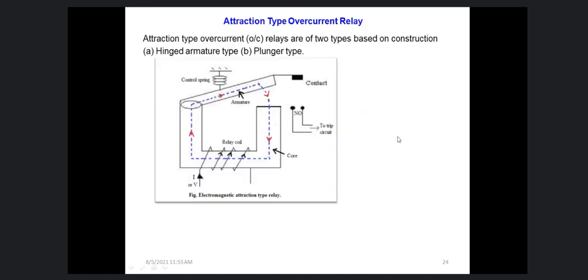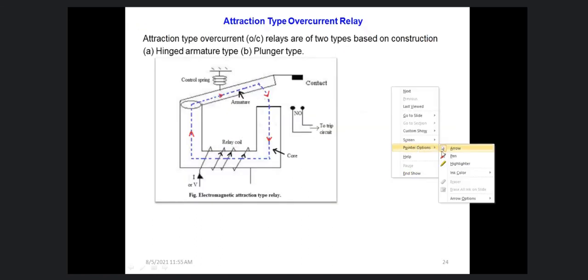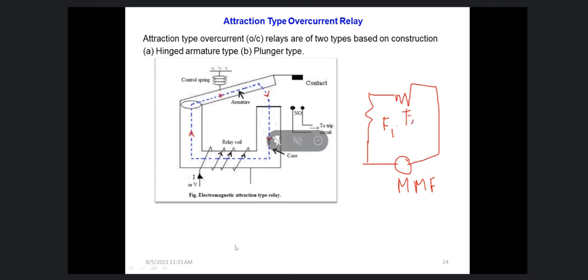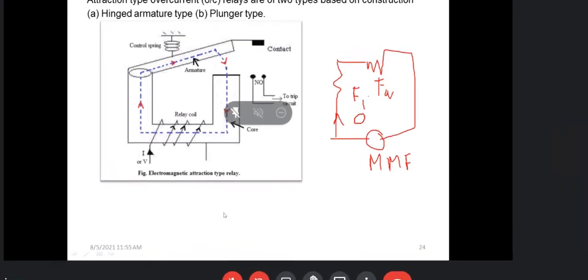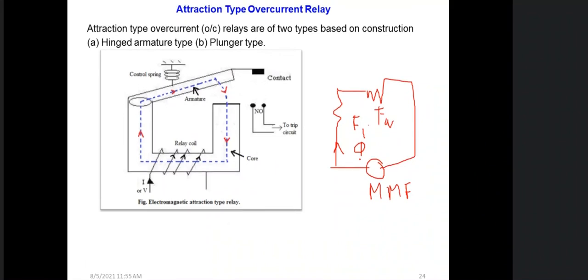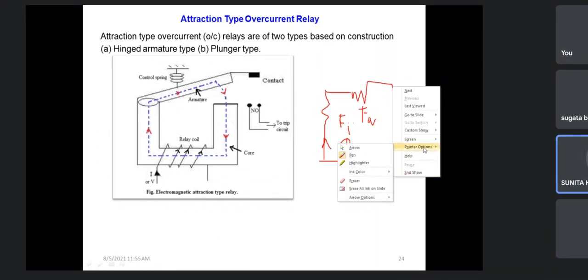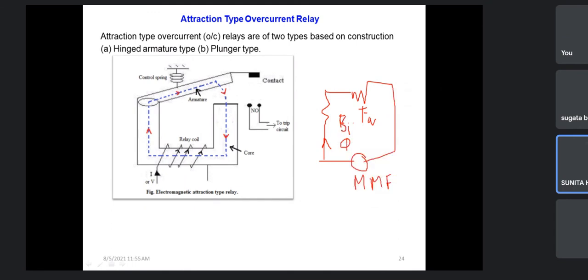Now you see, if you see the attraction type overcurrent relay, if we draw the magnetic circuit, I hope you know that one. If this is the MMF, then there is a magnetic path here. So there is magnetic reluctance, iron. Along with that, there is an air gap, right? So obviously the flux developed is a function of, is proportional to, this air gap and the reluctance of the iron. Reluctance is denoted by S, not F. I forgot.